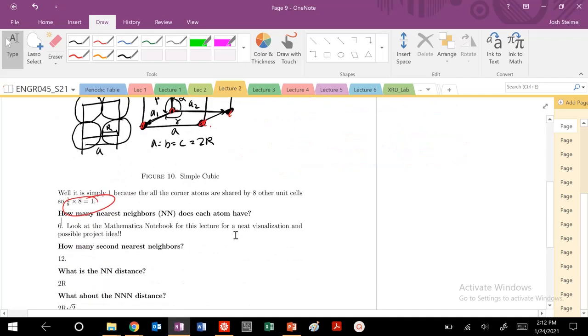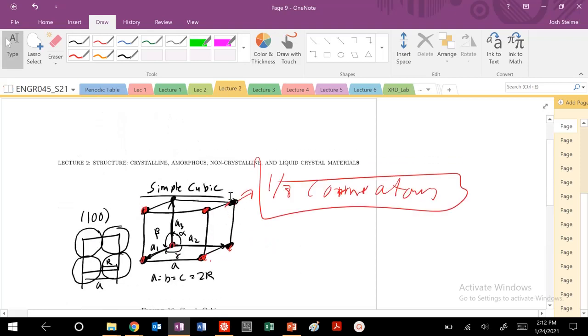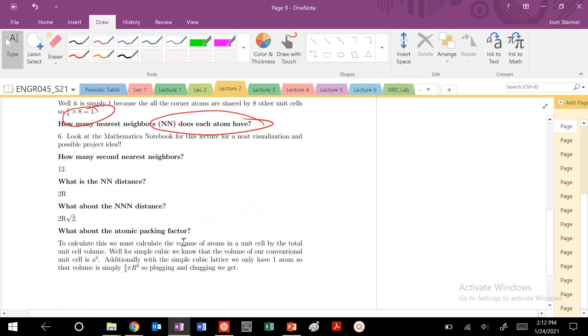How many nearest neighbors does each of these atoms have? Again, this is kind of a difficult thing to visualize in 3D, but you can imagine this would be my nearest neighbor here. There's a nearest neighbor here, one coming up here, one here, one here, one here. So 1, 2, 3, 4, 5, 6. Again, hard to see in 3D, but look at the Mathematica notebook and you can get some idea. So 6 nearest neighbors.